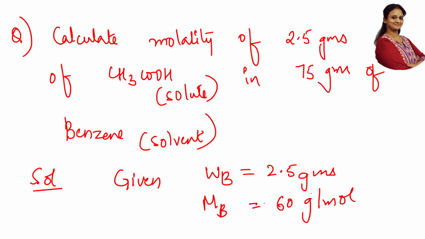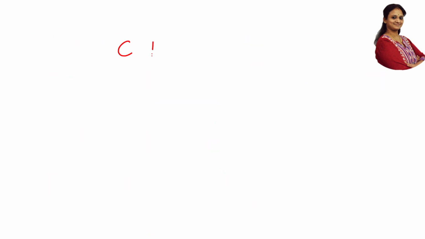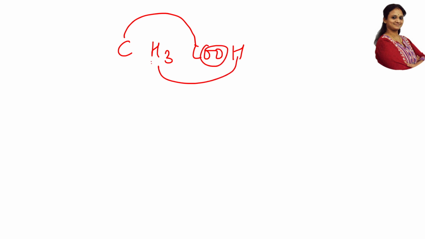How to calculate this? See this, it is easy. Acetic acid is CH3COOH. So you consider two carbons, so 2 into 12, then four hydrogens, 4 into 1, that is the molecular mass. Then your oxygen atoms, 8 and 8, 16. It comes to 60 gram per mole. Individually you are going to calculate. Okay, is anything else given? Nothing.